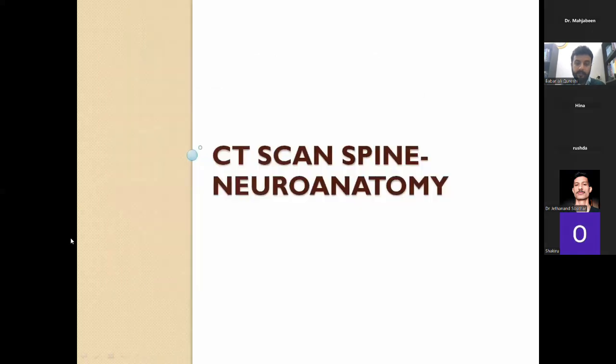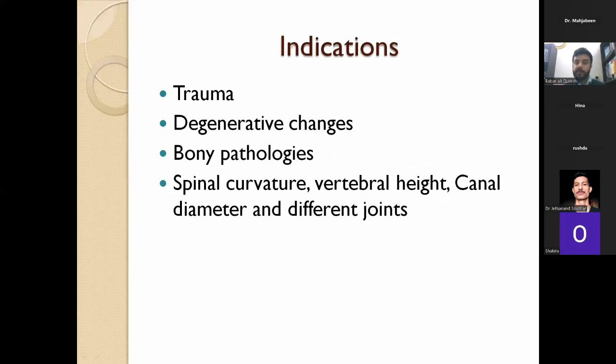Now coming to the actual topic, CT scan spine neuroanatomy. For this, we have to study a bit of anatomy. For interpreting radiology, one needs to have sound knowledge about the anatomy of that particular part. So let's first talk about the indications of CT spine.